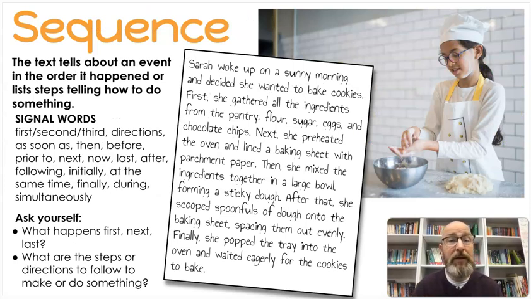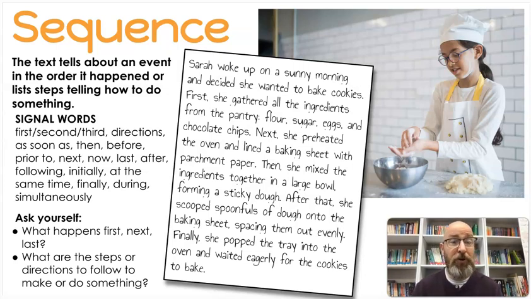And last is sequence. Now, most fiction stories are written in a sequential thing because they're telling a story in order. Sometimes this is called chronological order. In a sequence, the text tells about an event in the order it happened or lists steps telling how to do something. So a sequence text could be like a narrative, a story, but it could also be a how-to, like how to make a sandwich. That would be done in a sequence format.